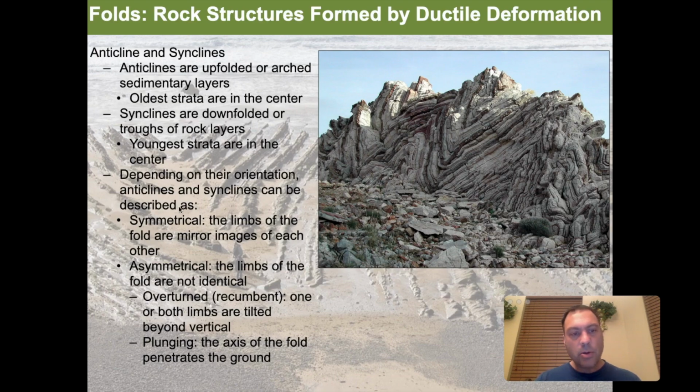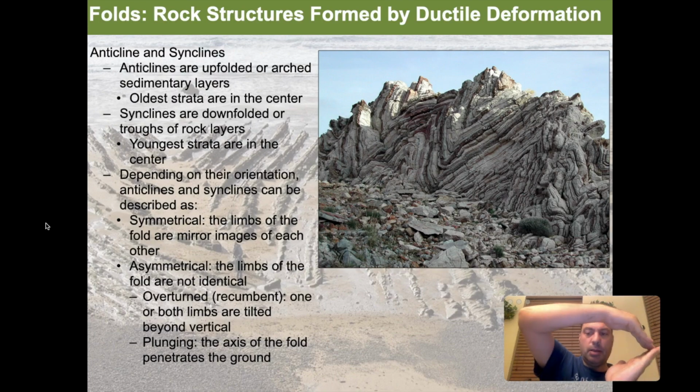So depending on their orientation, anticlines can be described as symmetrical. In other words, everything is nice, a nice symmetrical mirror image of each other. Or they could be asymmetrical, where the limbs of the folds are not identical. They could be overturned, right? They could be like this. So this is where one or both limbs are tilted beyond vertical, or they could be plunging, right?